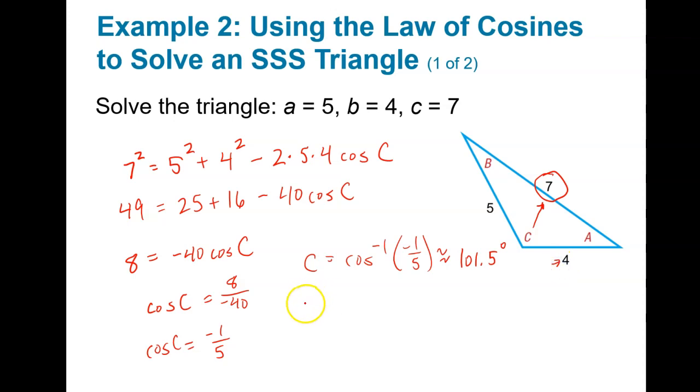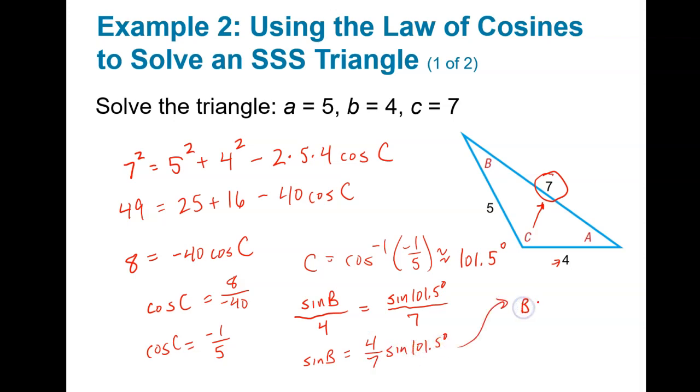So I'm going to say the sine of B is to 4 as the sine of 101.5 degrees is to 7. So sine of B equals, move the 4, multiply both sides by 4, so I'd have 4/7 the sine of 101.5 degrees. So B is the inverse sine of all that. So B is approximately 34.1 degrees.